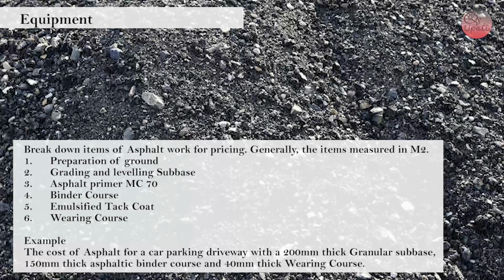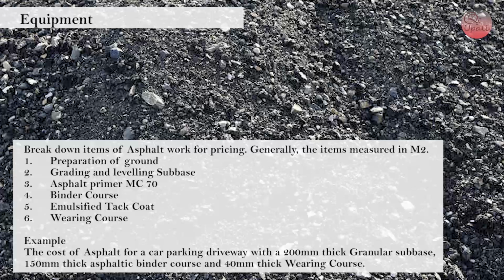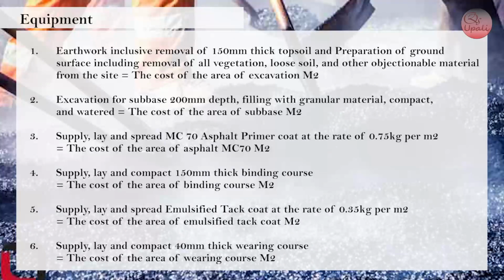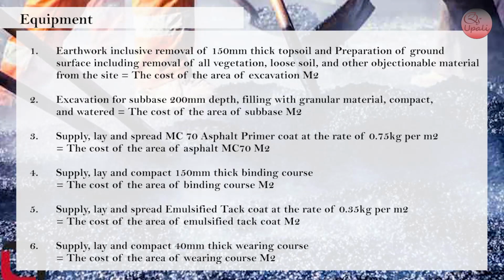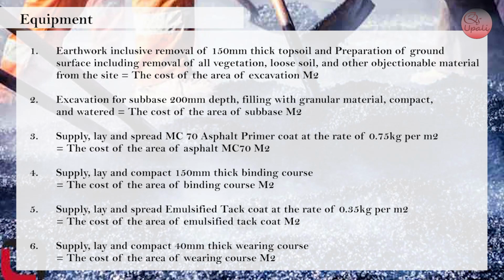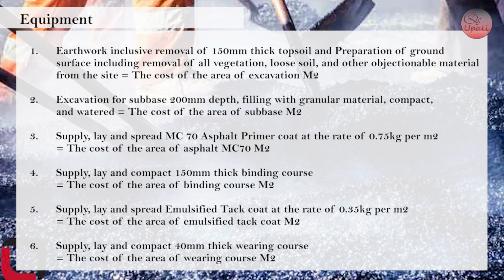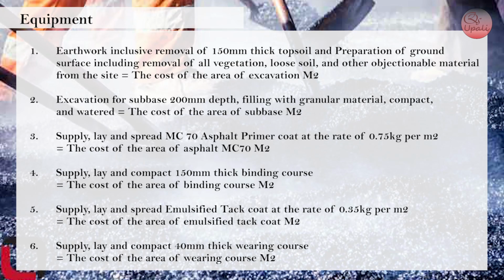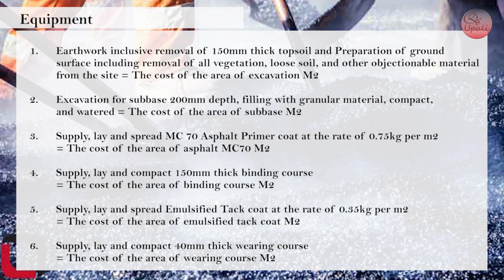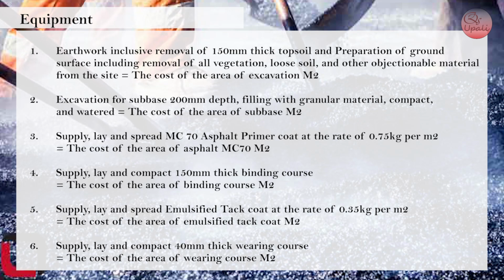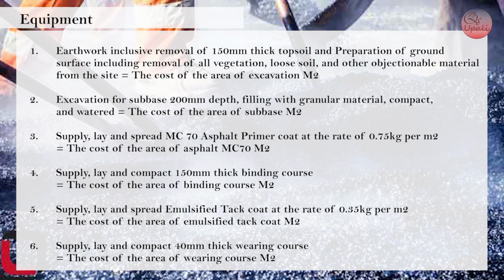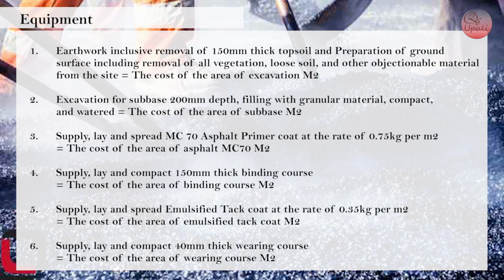Example: the cost of asphalt for a car parking driveway with a 200 mm thick granular subbase, 100 mm thick asphaltic binder course and 40 mm thick wearing course. 1. Earthwork, inclusive of removal of 150 mm thick topsoil and preparation of ground surface, including removal of all vegetation, loose soil and other objectionable material from the site, equals the cost of the area of excavation in square meters.